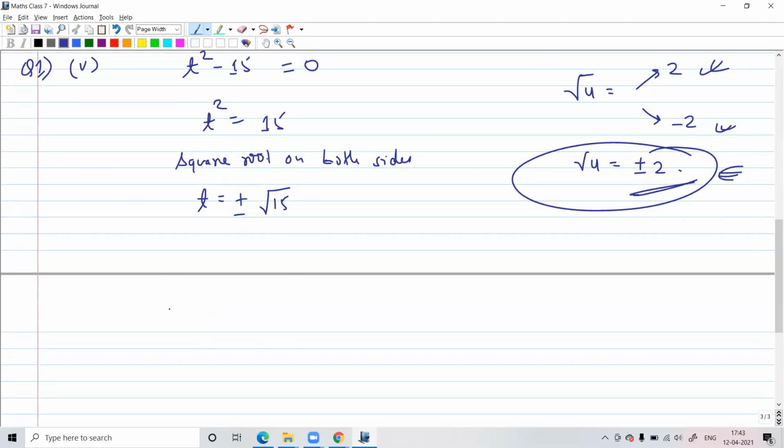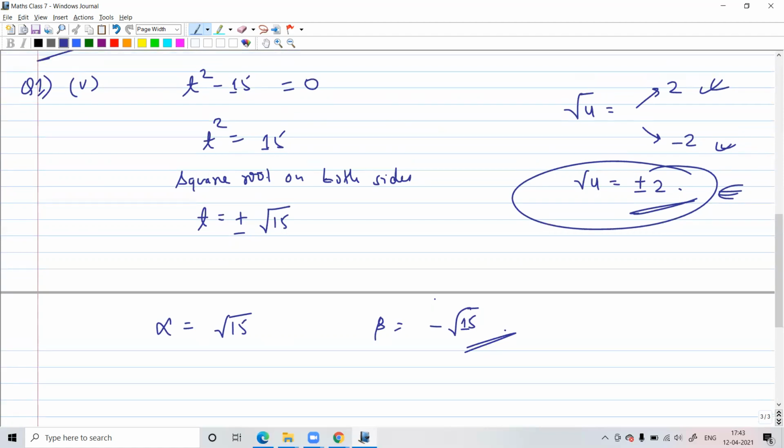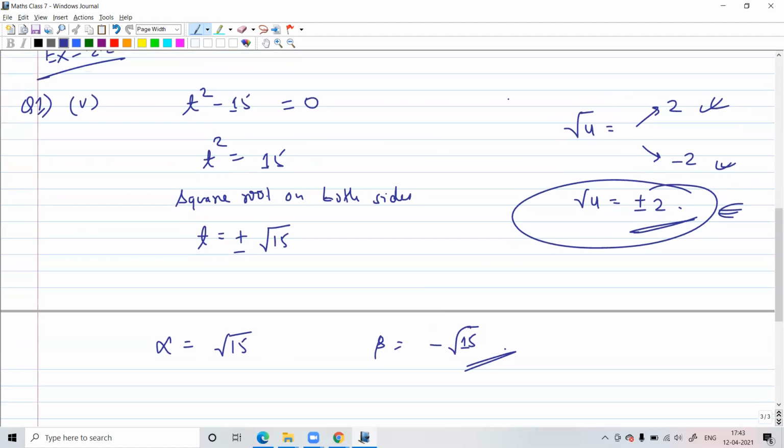So what is alpha and beta over here? I can take alpha is equal to plus root 15 and beta I can take as minus root 15. Is it clear? Yes, sir.